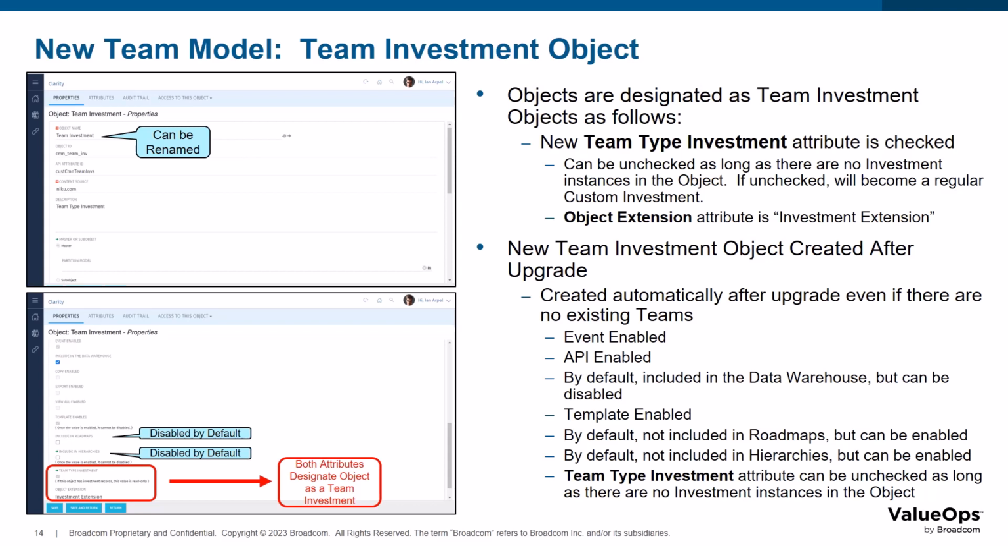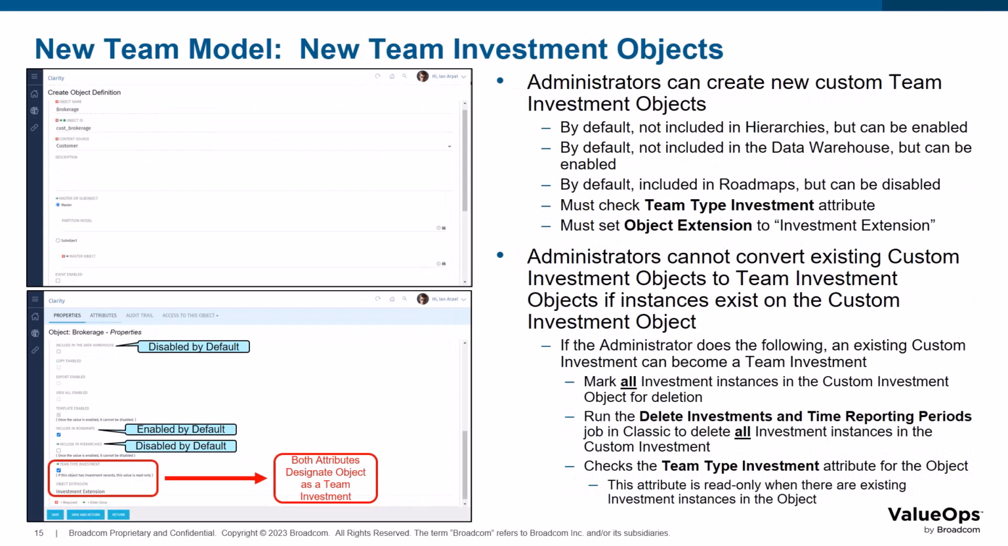By default, it will be event enabled, API enabled, and the include in data warehouse flag will be checked, but customers still have the capability to uncheck it. It's template enabled, and by default, the included in roadmaps and hierarchies flags are not checked, but they can be enabled by customers. So to recap, a team type investment will have the team type investment attribute checked, and its object's extension will be investment extension.